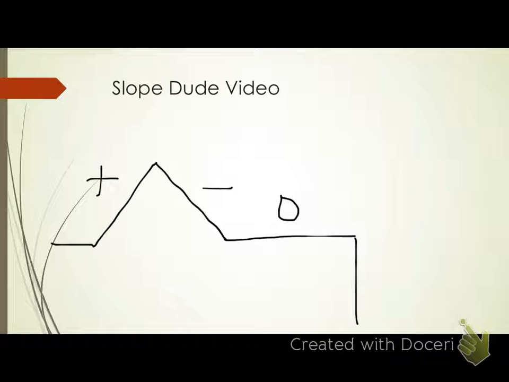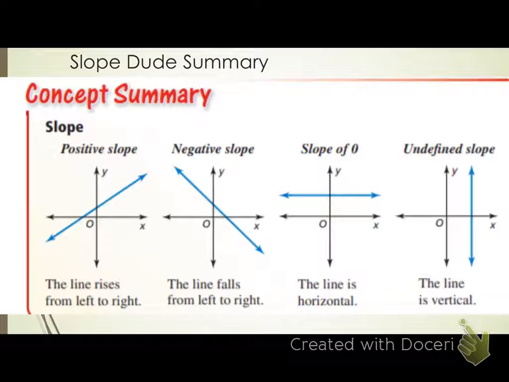What did he say going over the cliff? Undefined. So, the slope of a vertical line is undefined. We also talked about that with Vux, didn't we? Yep. So, are there any questions about Slope Dude and identifying whether the slope of a line is positive, negative, zero, or undefined? Are we okay with that? Okay, moving on.